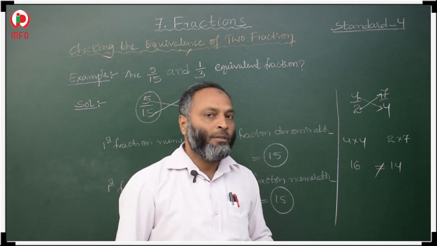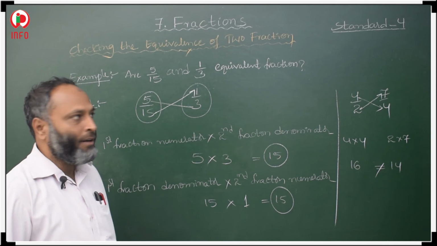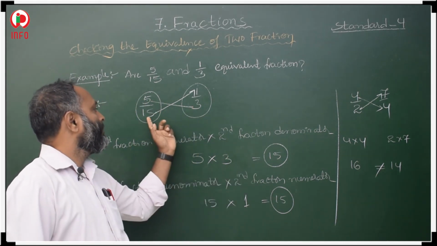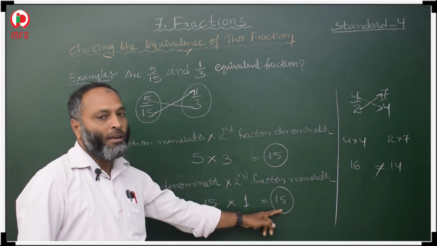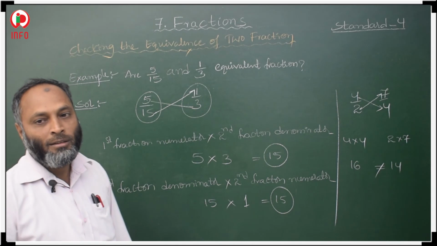If the products are the same, then they are equivalent fractions, like this. 5 threes are 15, 15 ones are 15. It means these two fractions are equivalent fractions. Okay.